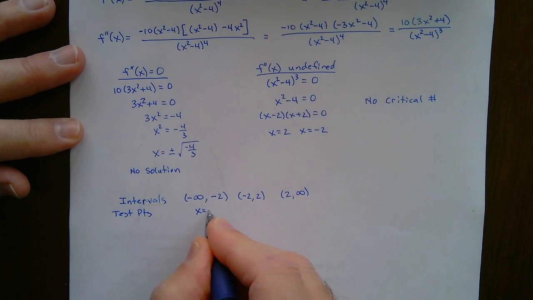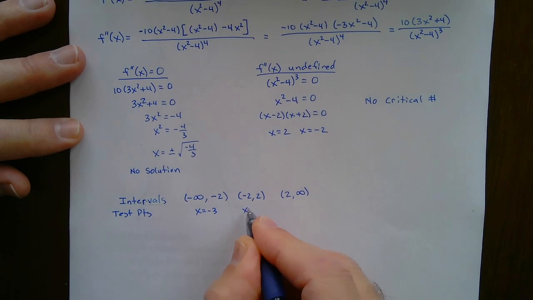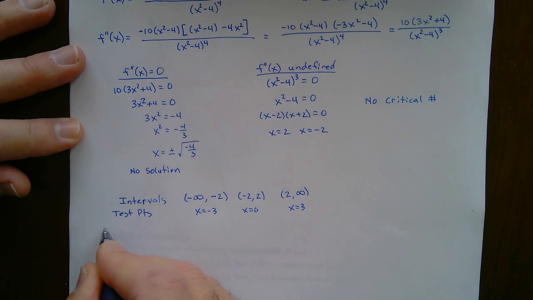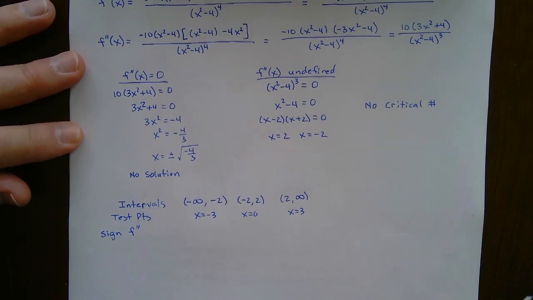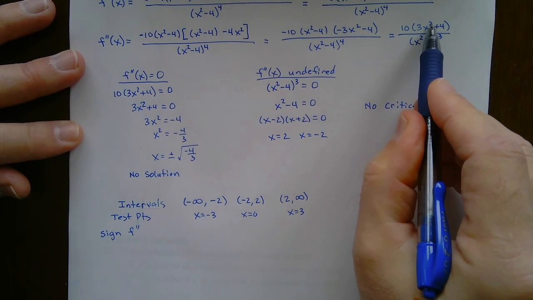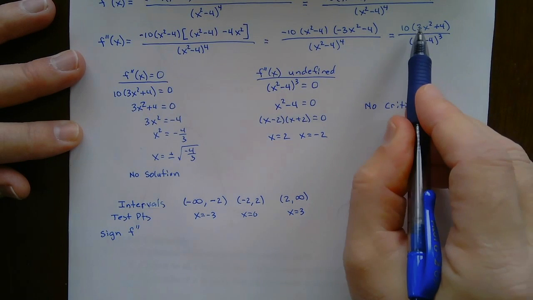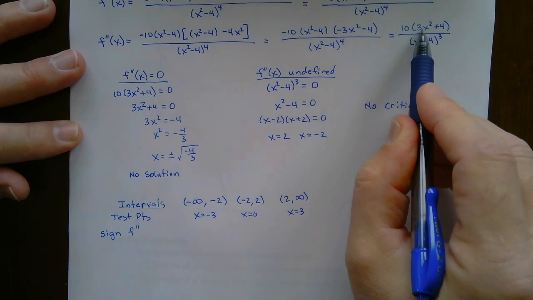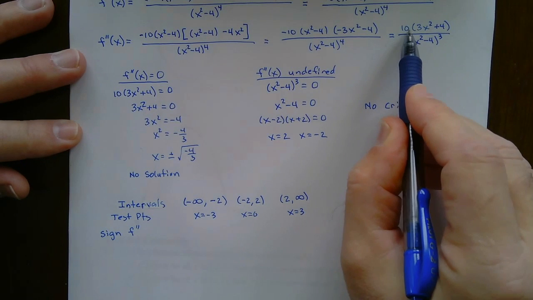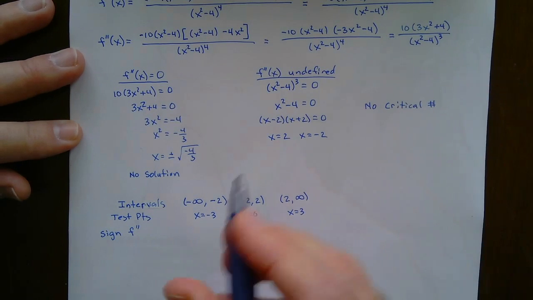And so x is equal to -3 in this interval, x is equal to 0 in that interval, and x is equal to 3 in that interval. And then we're looking at the sign of f double prime, okay? And so we're going to look at this second derivative. If I put -3 into this, I'm going to square it, and that's going to give me a positive value, which I'm going to multiply by 3, which is going to give me a positive value. And I'm going to add 4, which would give me a positive value, and multiplying by positive 10, which would give me a positive value. So the numerator here is positive.